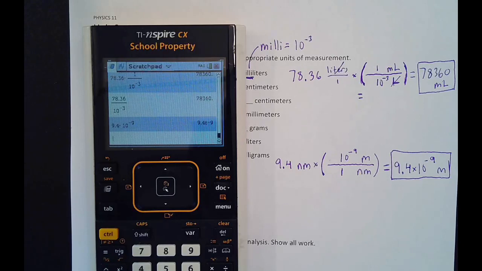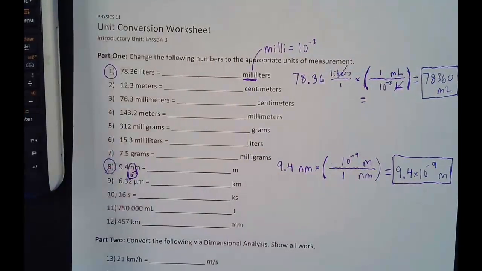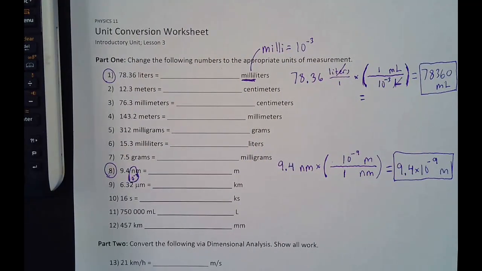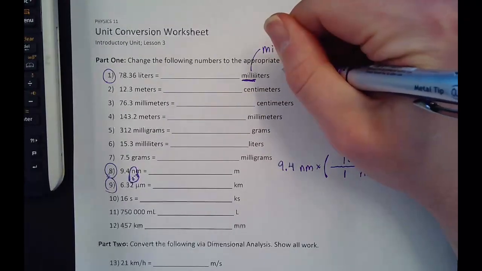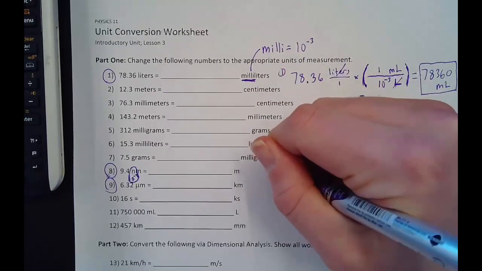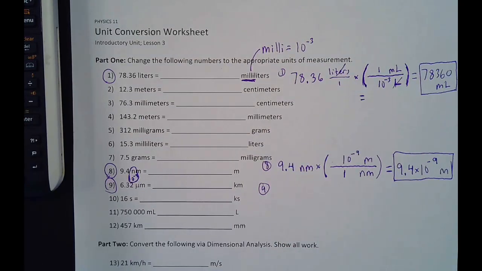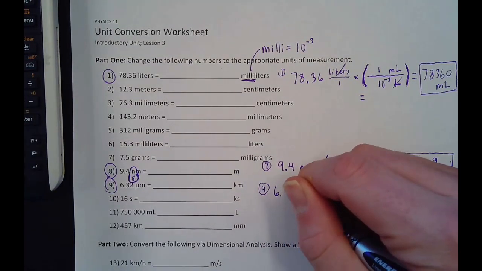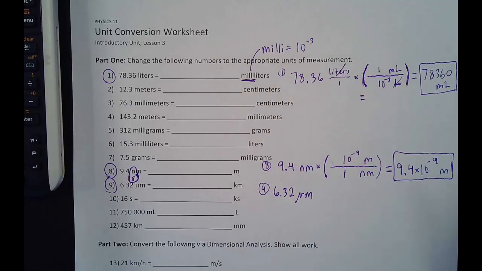Next, I want to look at two examples where we're going from one unit that has a metric prefix to another that has a metric prefix on it. So let's look at number 9 next. Let's number these. This was 1, this was 8. Let's look at 9. 9 is starting at 6.32 micrometers, and we want to go to kilometers. Both of those have a metric prefix.